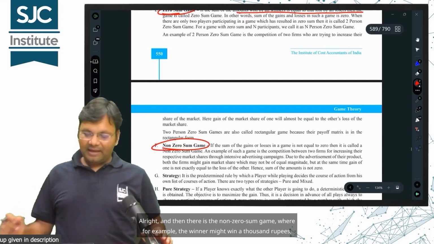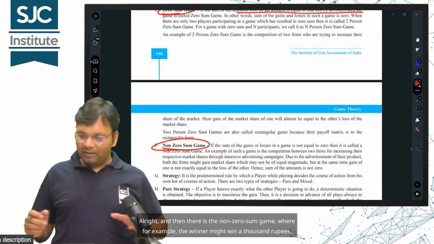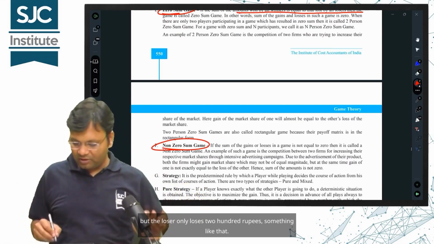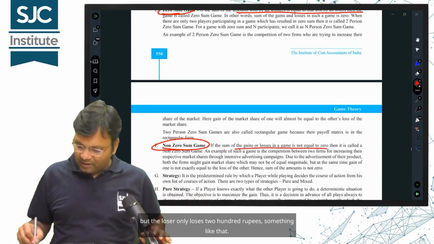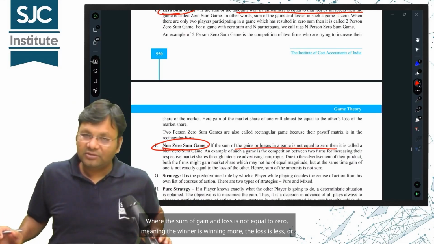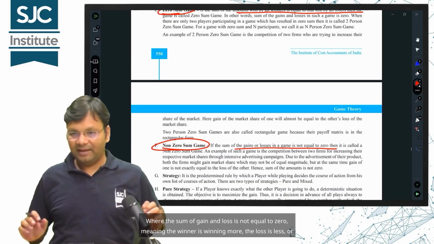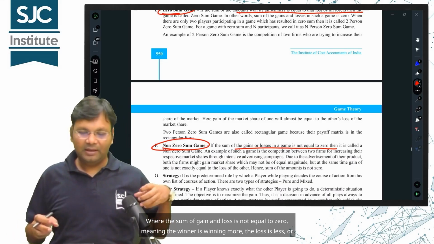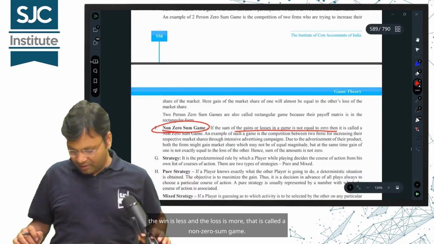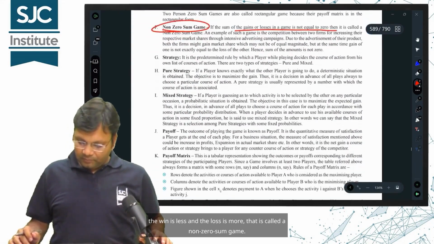And then there is the non-zero-sum game where, for example, the winner might win 1,000 rupees, but the loser only loses 200 rupees, something like that. Where the sum of gain and loss is not equal to 0, meaning the winner is winning more and the loss is less, or the win is less and the loss is more, that is called a non-zero-sum game.